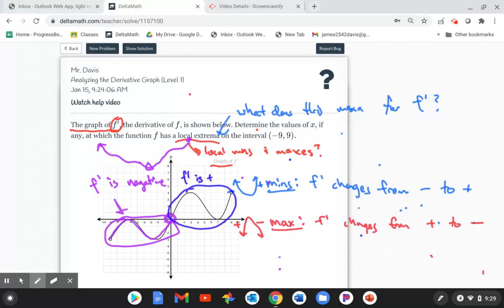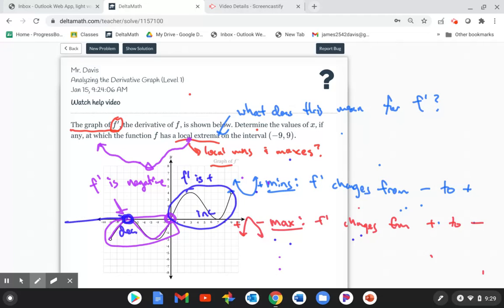In other words, the function is increasing. So it's increasing on this interval, decreasing on this interval. It does manage to hit 0 there. However, it doesn't change to increasing. It just sort of levels out. So at this point, it is not a min or a max.